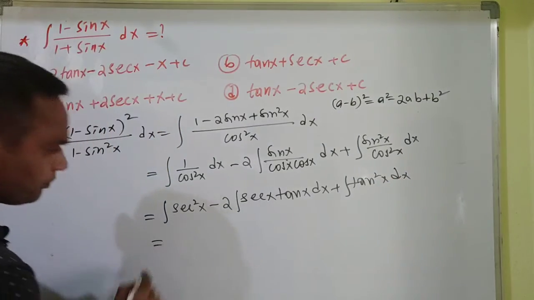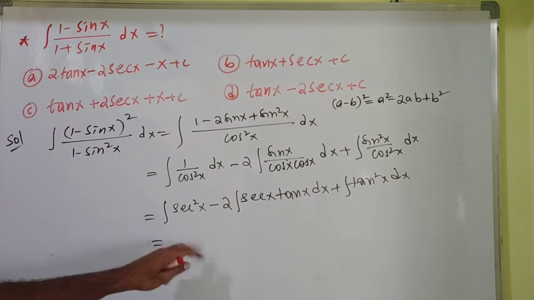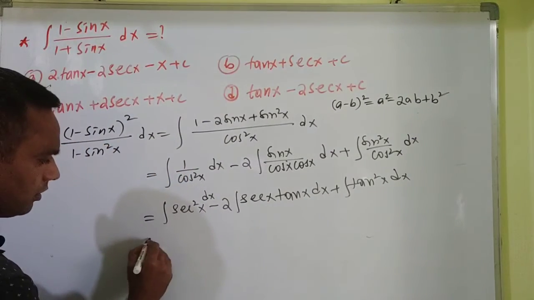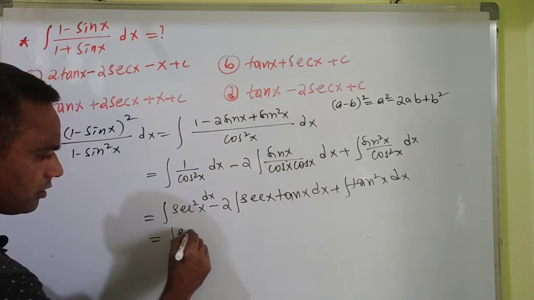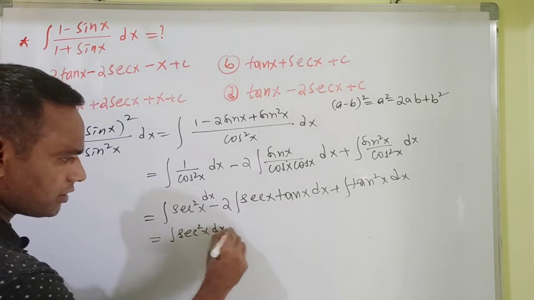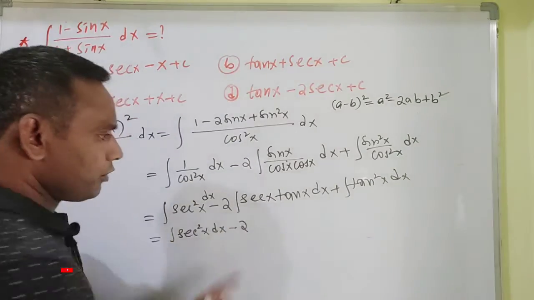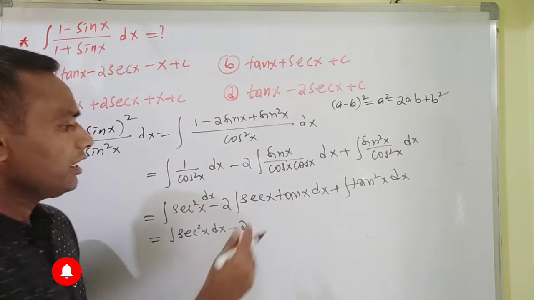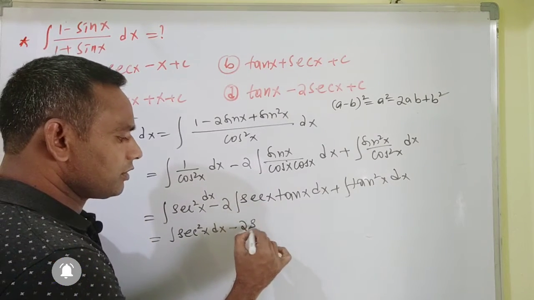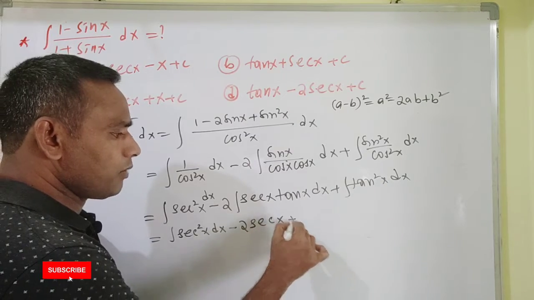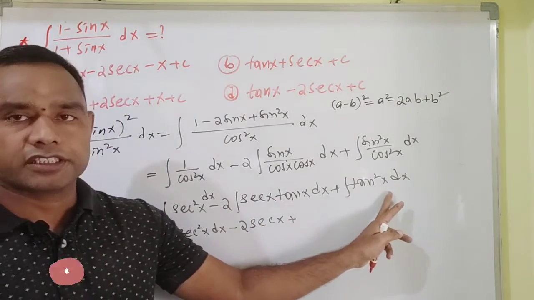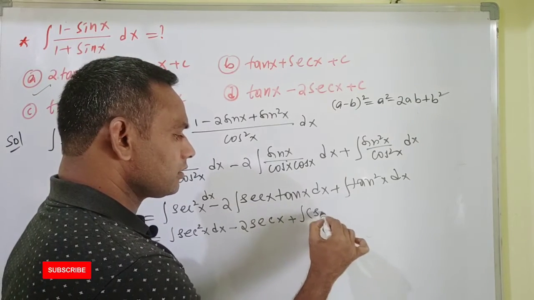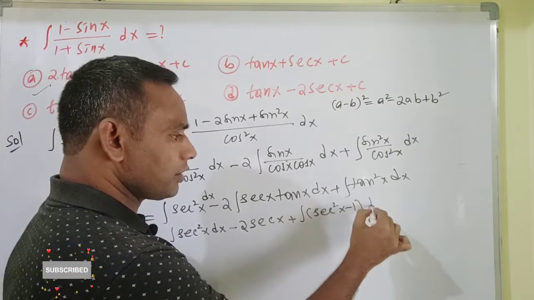Now look here. Integration of sec square x dx as it is, minus 2 into integration of sec x tan x dx, and we know that integration of sec x tan x is sec x. Now plus integration of tan square x dx, which we change to sec square x minus 1, dx.